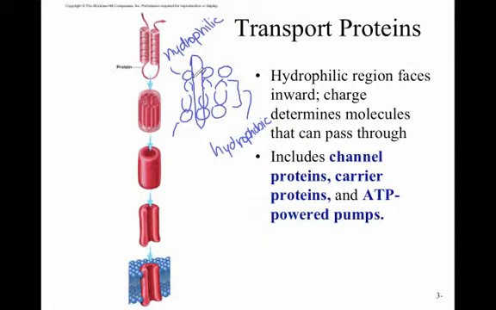If a molecule is non-polar anyways, it can pass straight through. It doesn't need a channel to get through. There are some molecules that can go straight through. But the ones that can't need some sort of channel because they aren't able to pass through the hydrophobic region. So they need that hydrophilic region on the inside of the tube to get through into the cell. The channel proteins, carrier proteins, and ATP powered pumps are the ones we're going to go through.